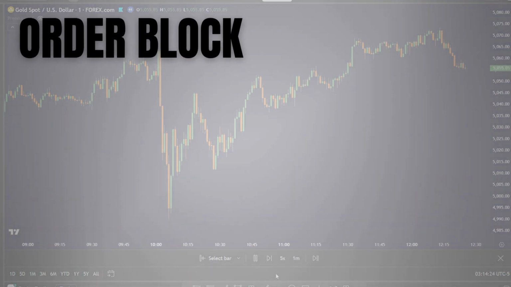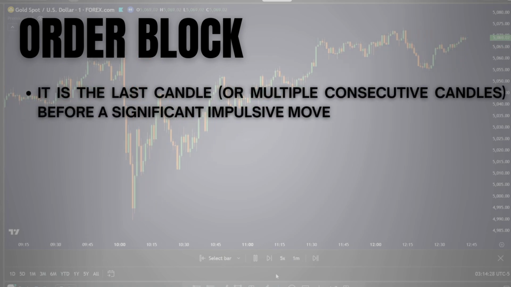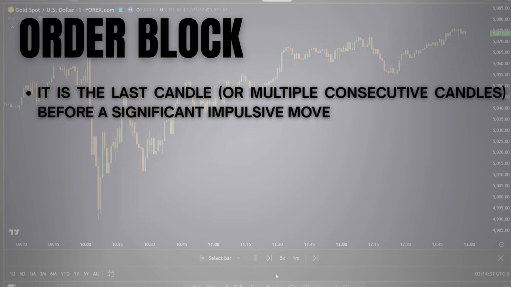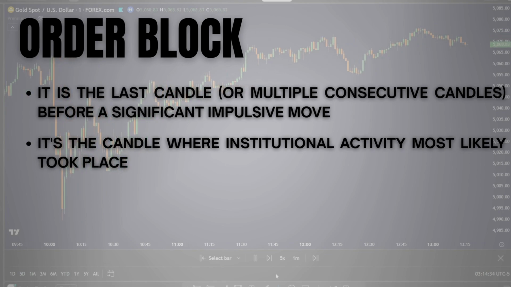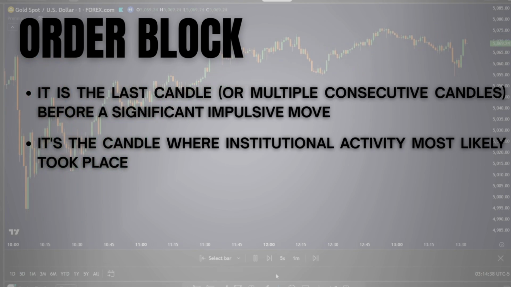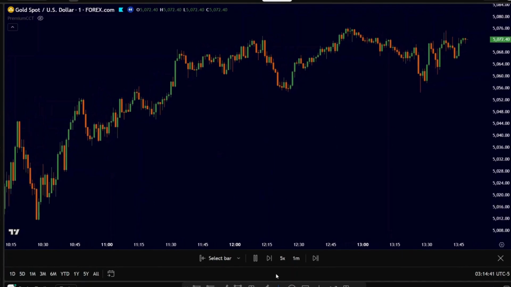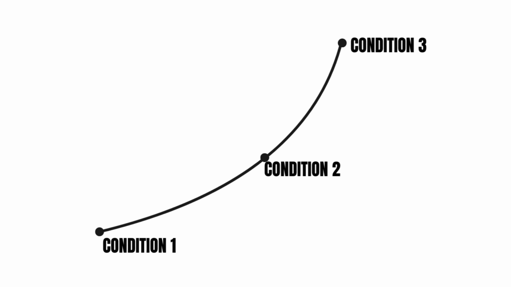An order block, in its simplest form, is the last candle before a significant impulsive move. It's the candle where institutional activity most likely took place, and that's why price tends to return to it later. But not every candle before a move qualifies. There are three things I look for before I even consider an order block tradable.